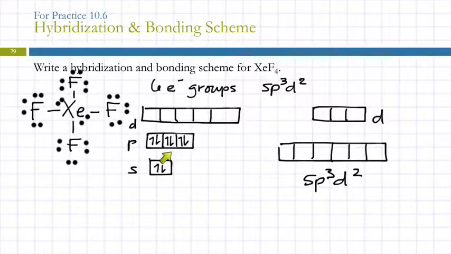I had 8 electrons here, so I'm going to put 8 electrons in here. 1, 2, 3, 4, 5, 6. Now they have to pair up. 7, 8. Look at that. 2 lone pairs, 4 bonds. 2 lone pairs, 4 bonds. Do you hear the angels singing? Okay.